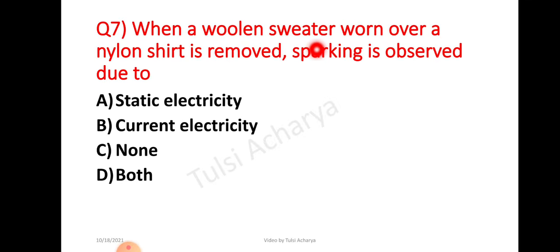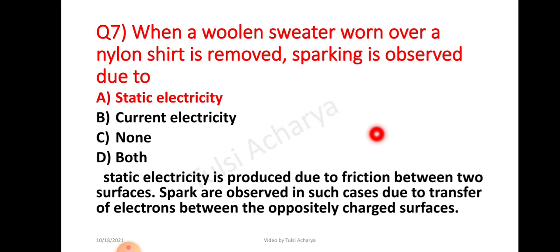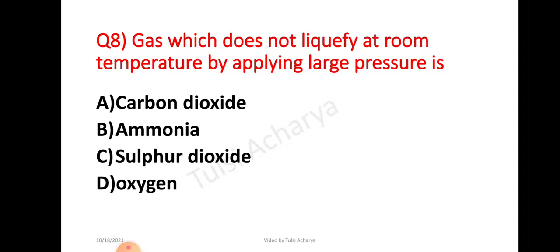When a woolen sweater worn over a nylon shirt is removed, sparking is observed due to static electricity. Let's see the explanation. Static electricity is produced due to the friction between the two surfaces, and sparks are observed in such a case due to the transfer of electrons between the oppositely charged surfaces. So option choice A is the correct one. Now let's move to question number 8.